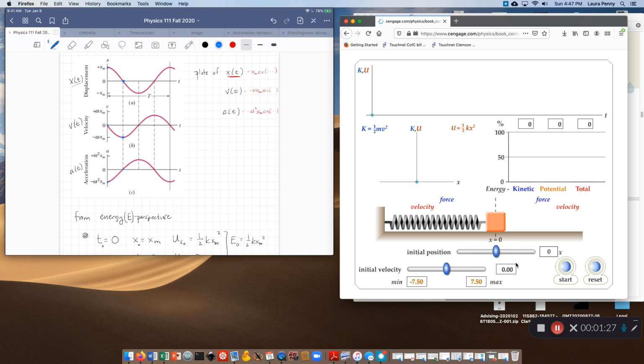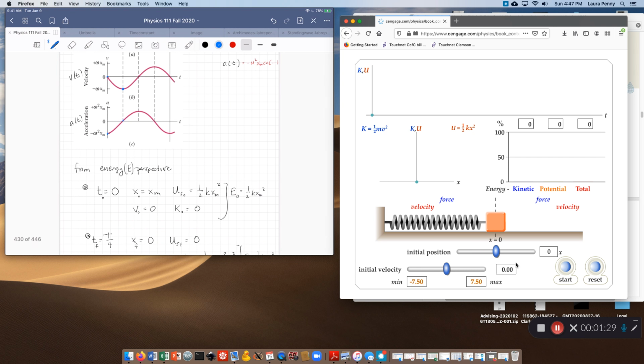And then we can go through and do that. So if you think about it, at time equals 0, we have a maximum amount of spring potential energy. Our x naught is equal to x_m. We have spring potential energy, which is 1/2 k x_m squared. We have no velocity, no speed, and so no kinetic energy. So the total mechanical energy at time equals 0. Let's see if we can set this.